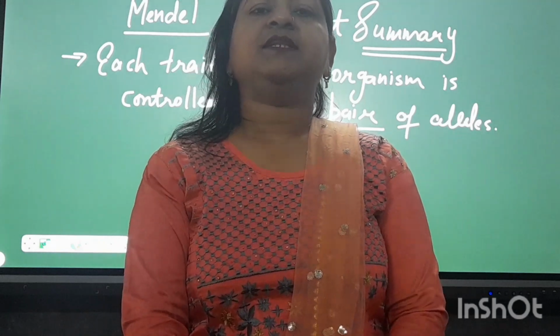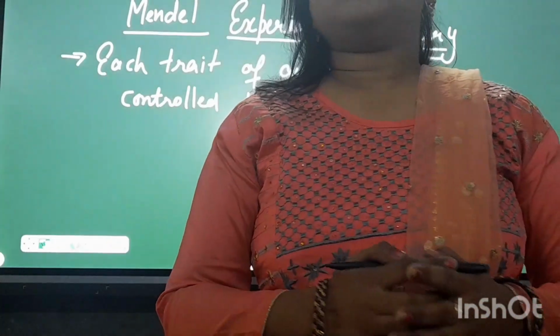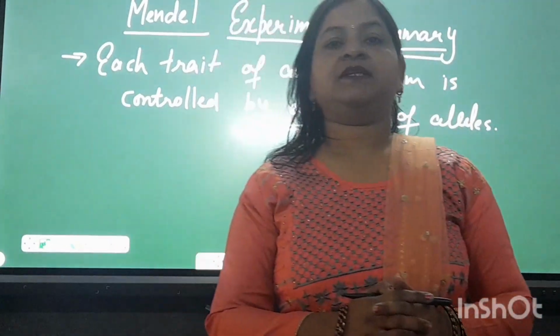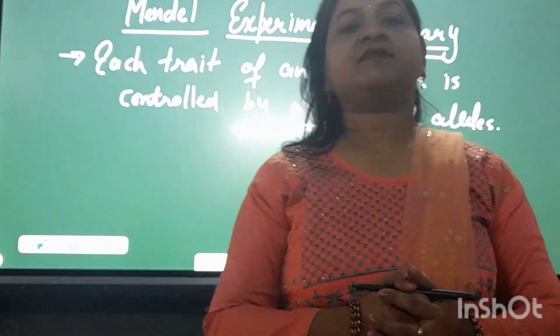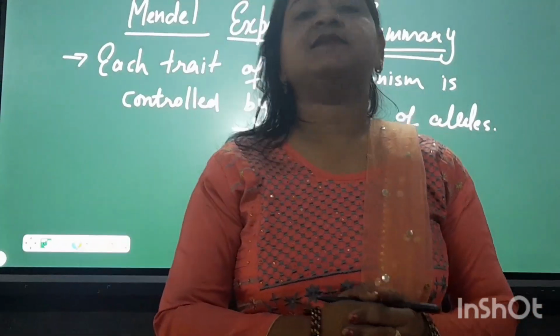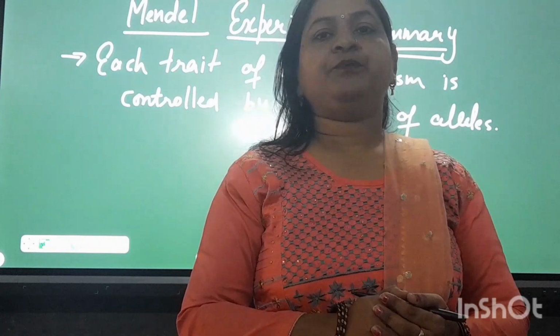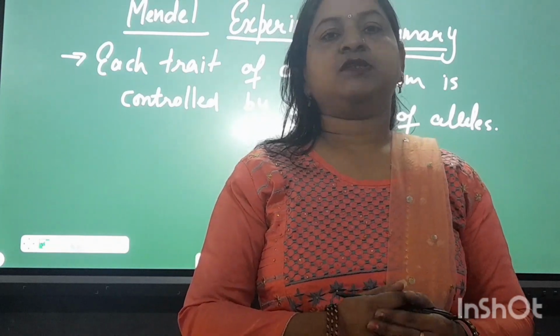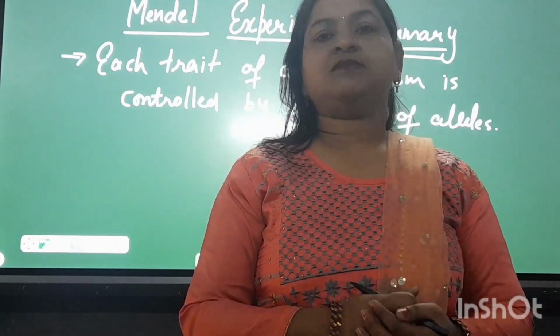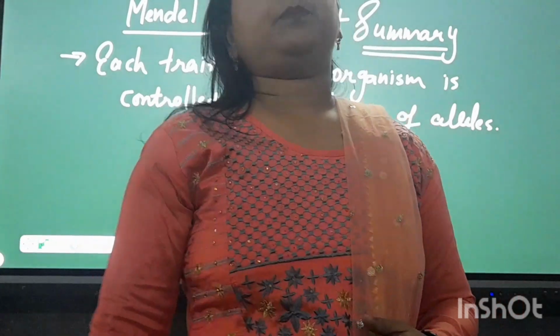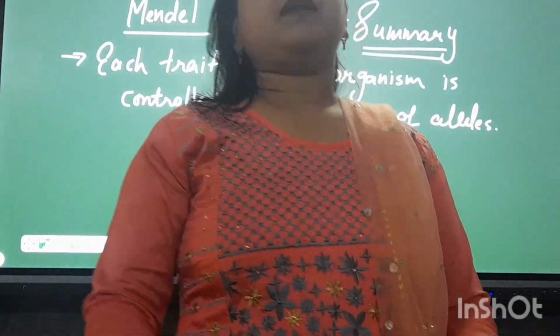As we have seen in the earlier videos, Mendel did experiments on the pea plant, that is the garden pea, and he selected 7 traits in the garden pea and concluded 3 laws: the law of dominance, the law of segregation, and the law of independent assortment. So here are the summary points.